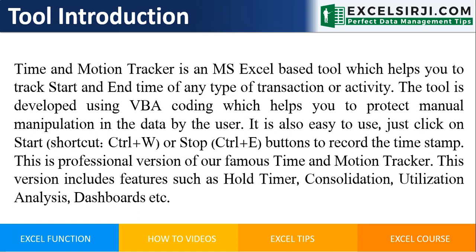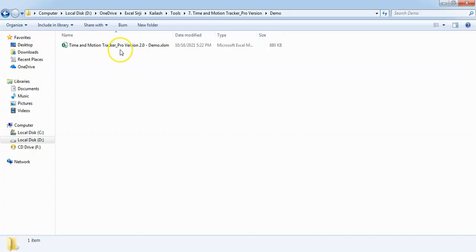The tool is developed using VBA coding, which helps protect the data from manual manipulation by the user. It is also easy to use. Just click on the start or stop buttons to record the timestamp. This is a professional version of our famous Time and Motion Tracker. This version includes features such as hold timer, consolidation, utilization analysis, dashboards and many more. Let's have a look at the tool now.